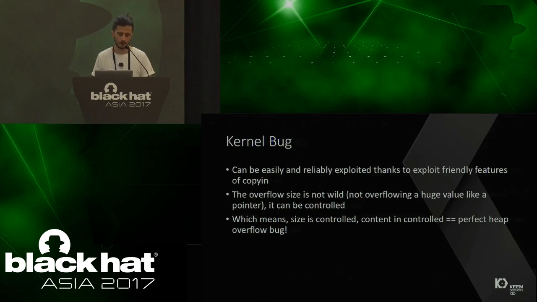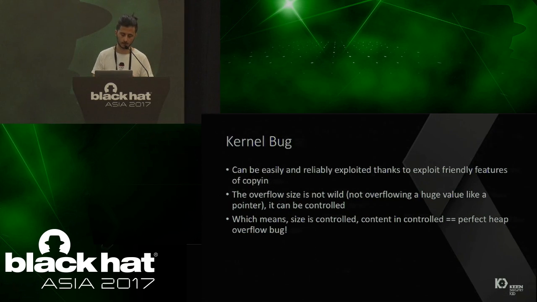So it turns out that it's quite easy to trigger, and it can be easily and reliably exploited because copy-in has some very nice feature, which is quite common in the kernel in this kind of function that copies from user mode to kernel mode. Basically, if copy-in encounters an unmapped page, it will stop the copy, but still it would have copied some content.